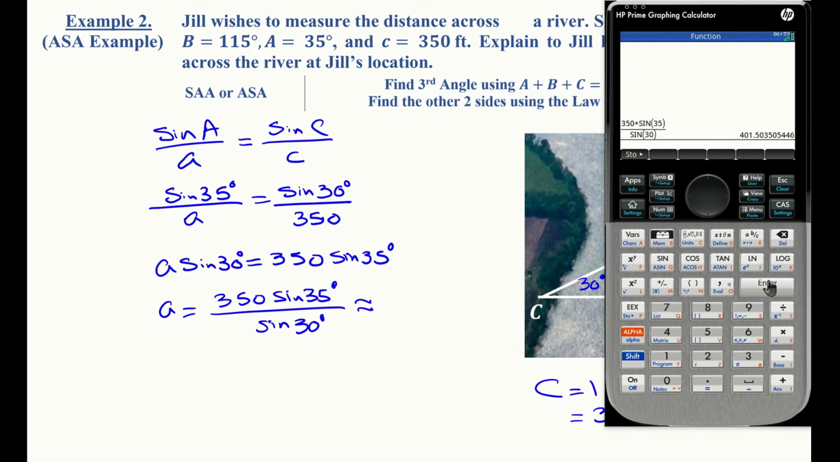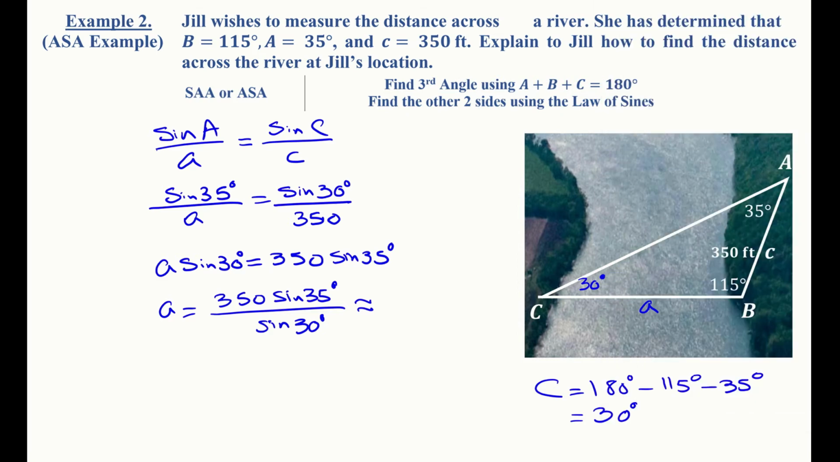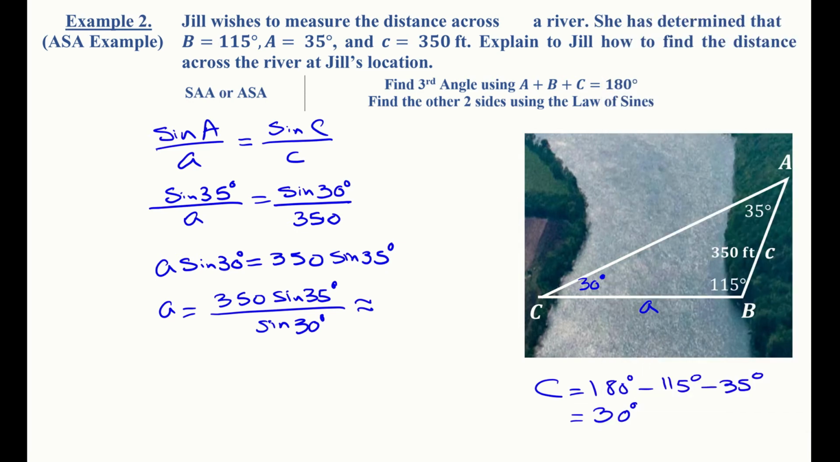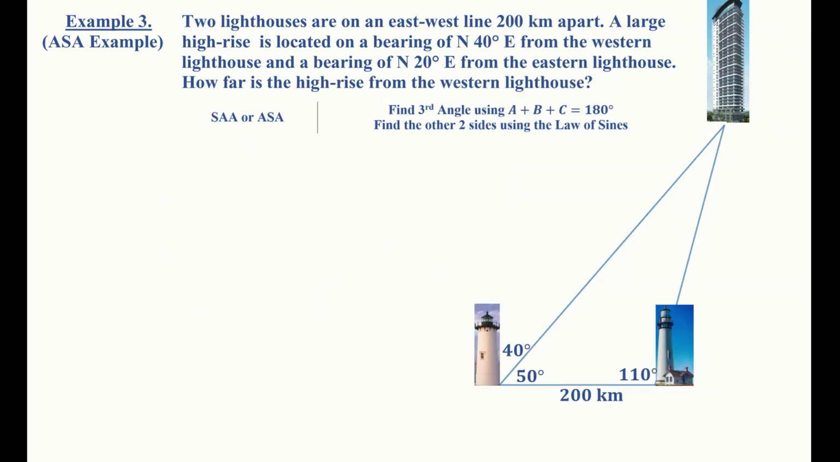So the distance across that river is approximately 410.5 feet. Always have units for your final answer if it's relevant to have one. All right, so a very simple, quick application. Make sure you can handle it.